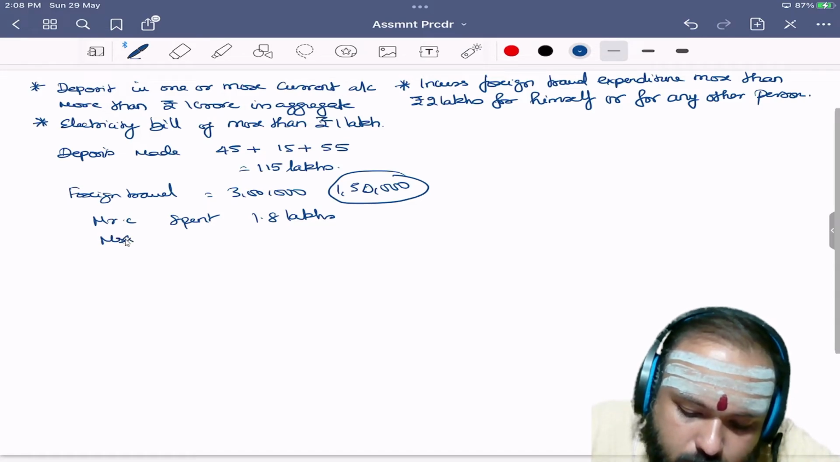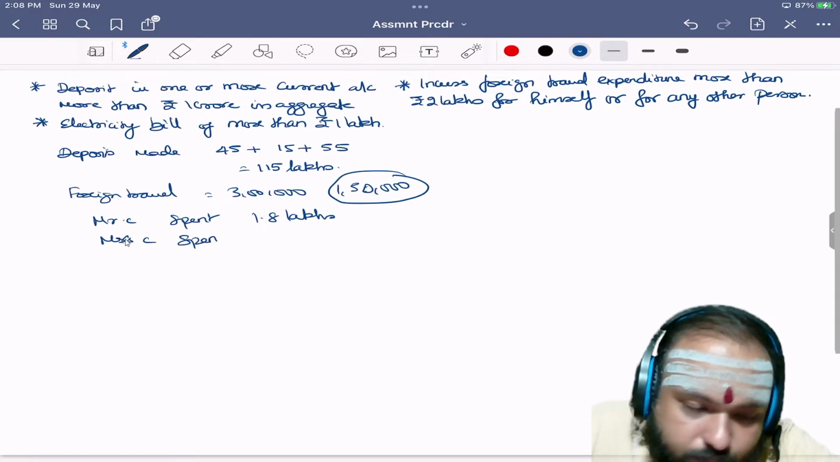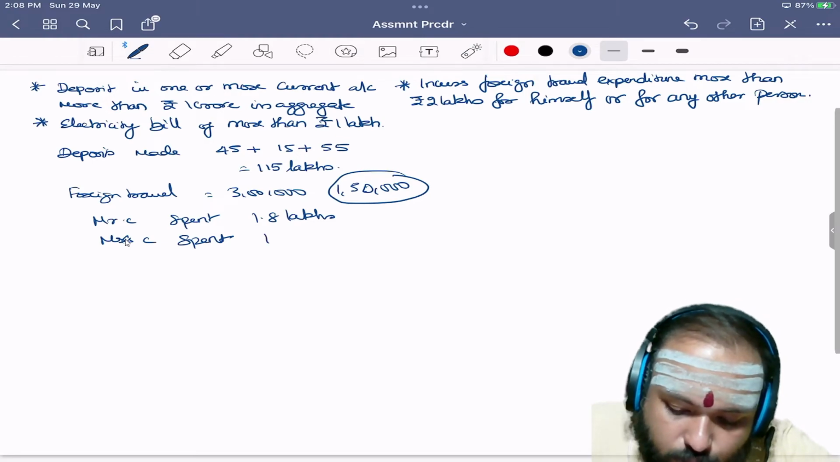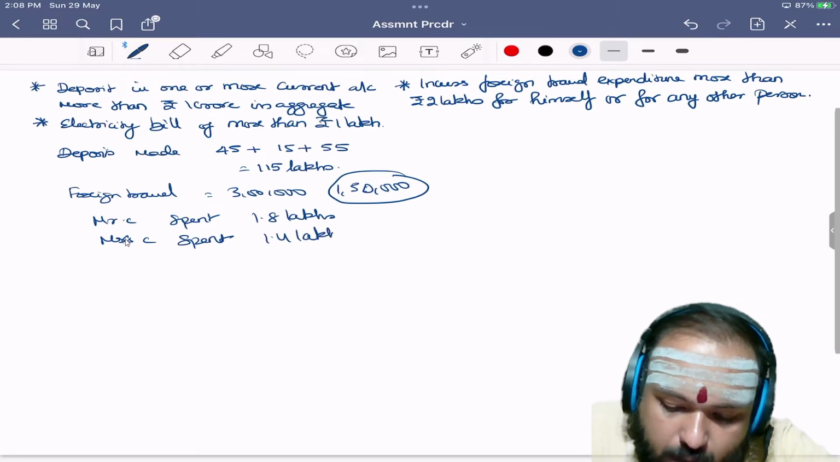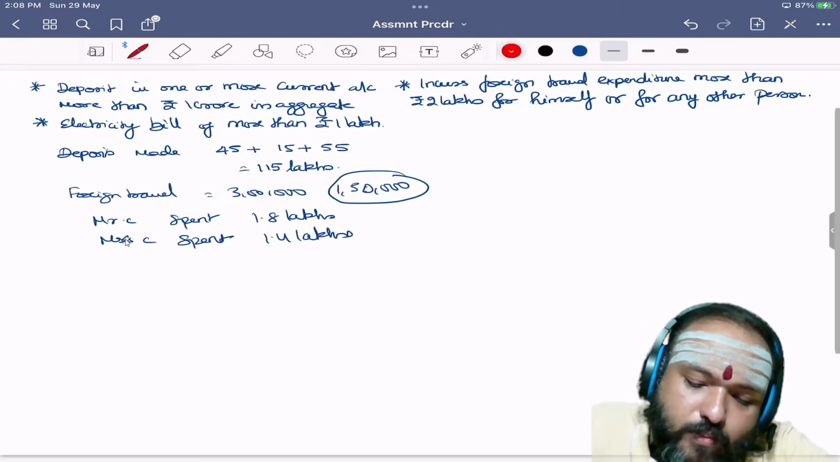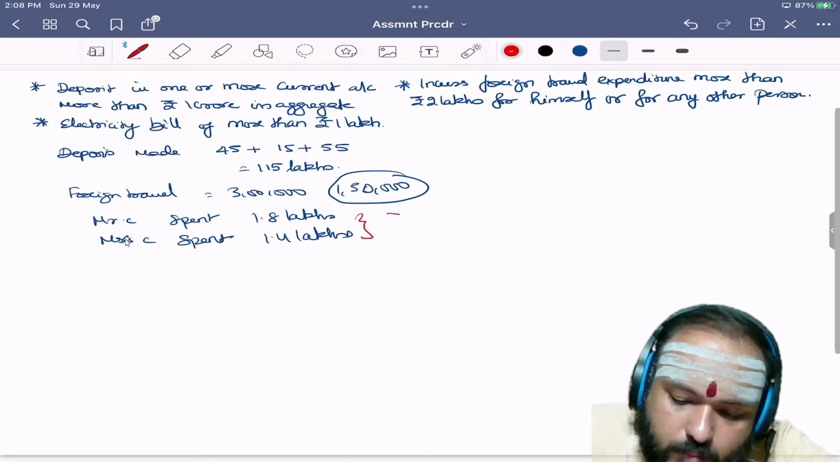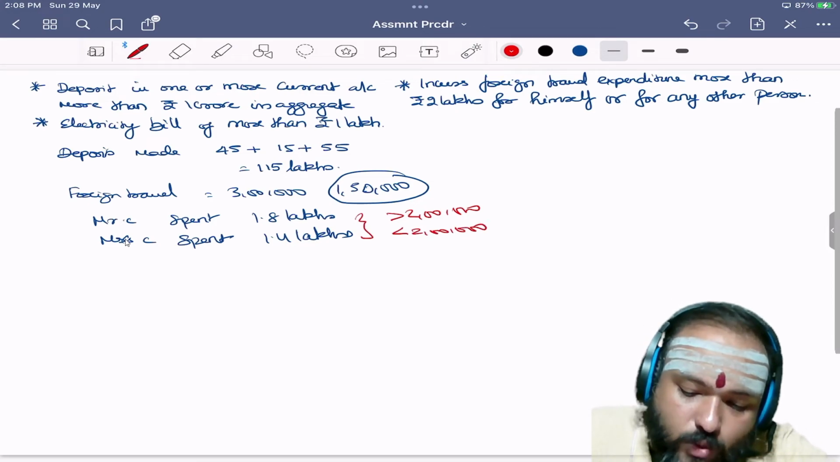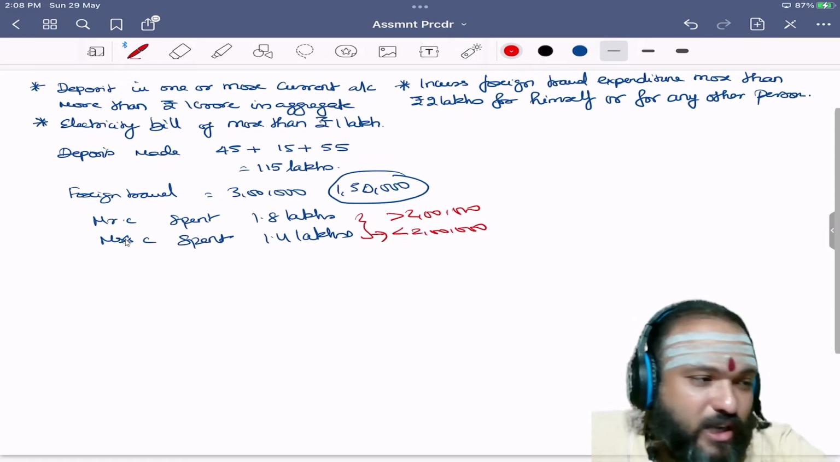Mrs. C spent 1.4 lakhs. So, have they both spent more than 2 lakhs or less than 2 lakhs? They have spent less than 2 lakhs. They have not spent more than 2 lakhs.